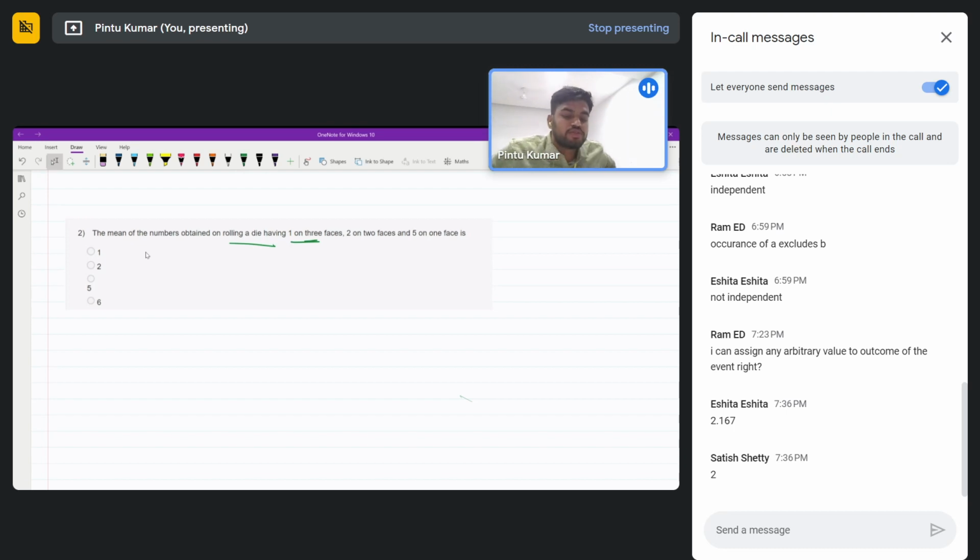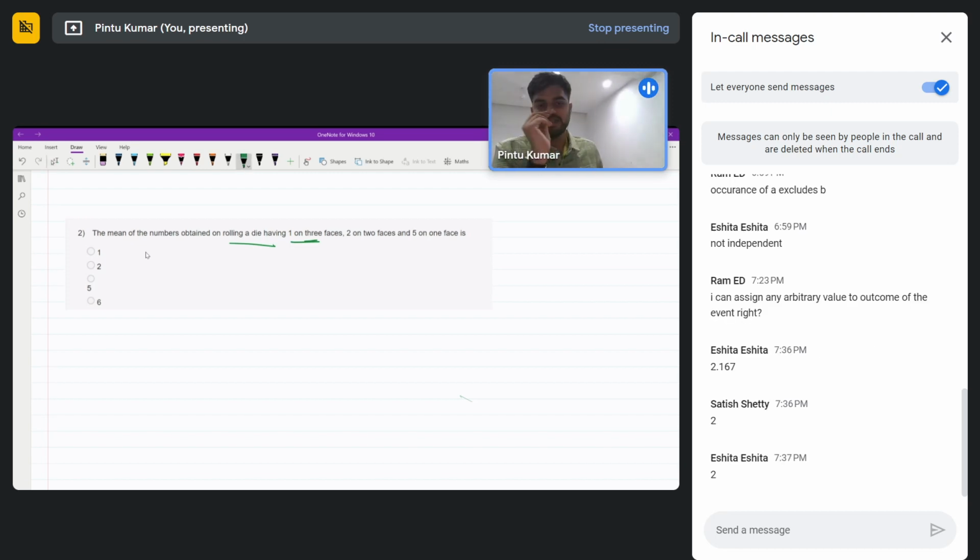Okay, let's try solving this question. If you have only 1, 2 and 5 on the faces, your random variable can take only 3 values, that is 1, 2 and 5, right? And you have 1 on 3 faces, so the probability of getting a 1 is 3 by 6. The probability of getting 2 is 2 by 6, and the probability of getting 5 is 1 by 6, right?